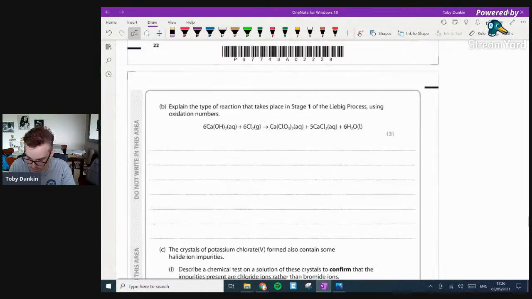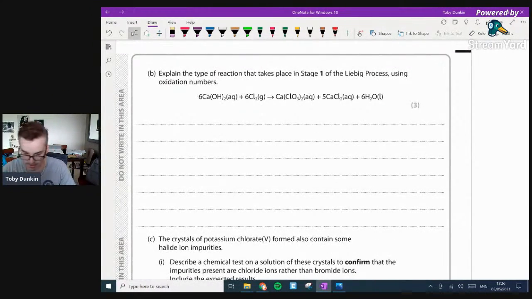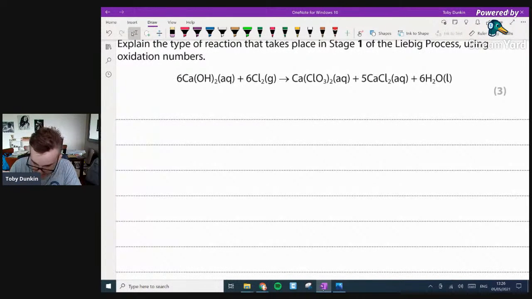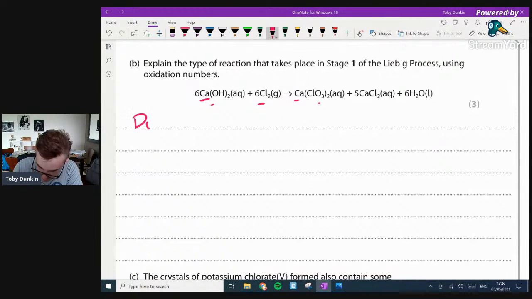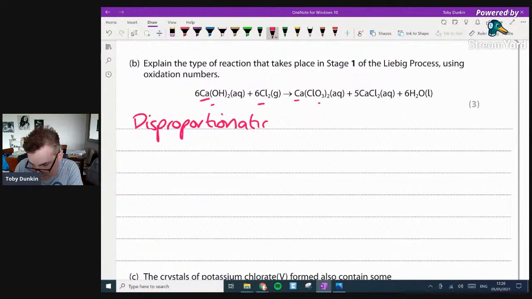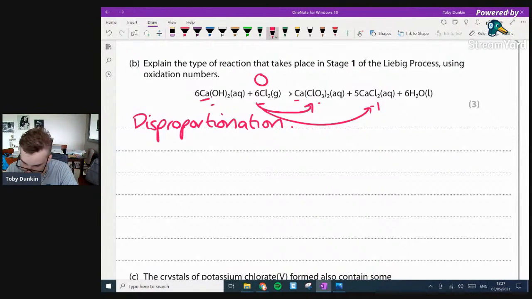Grim. Explain the type of reaction that's taking place using oxidation numbers. Right, calcium never changes. Oxygen doesn't change. The chlorine does. So this is a disproportionation. Because chlorine starts off as 0, and then it's going to chloride, which is -1. But it's also going to the chlorate, which is actually a plus 5.